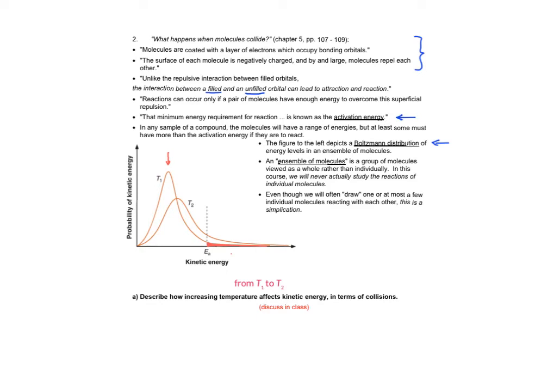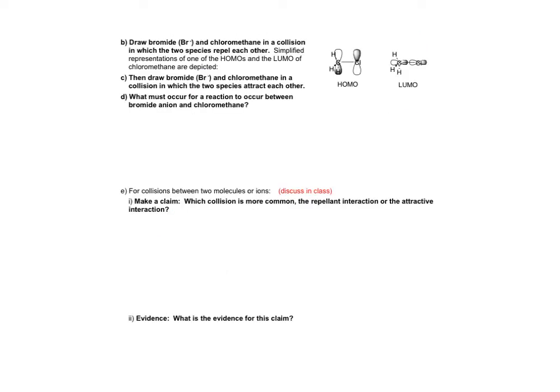Turning to the last page of the worksheet, here I will depict a repellent interaction between bromide and chloromethane. This will involve a filled orbital of bromide anion reacting with a filled orbital of chloromethane. In a singly occupied molecular orbital, electron density is distributed through all four of the lobes with p symmetry of this HOMO. The lobes of the LUMO are along the axis of the chlorine carbon bond.